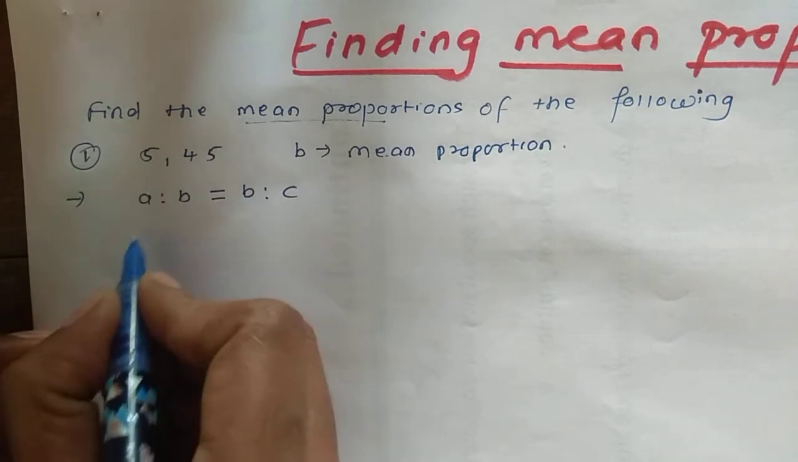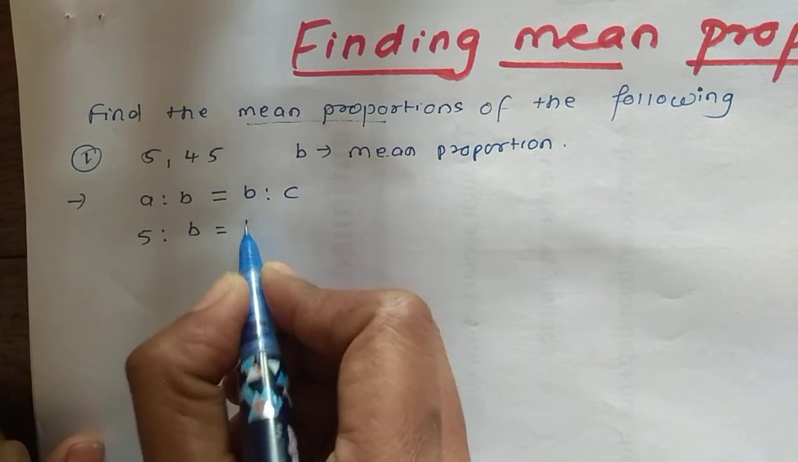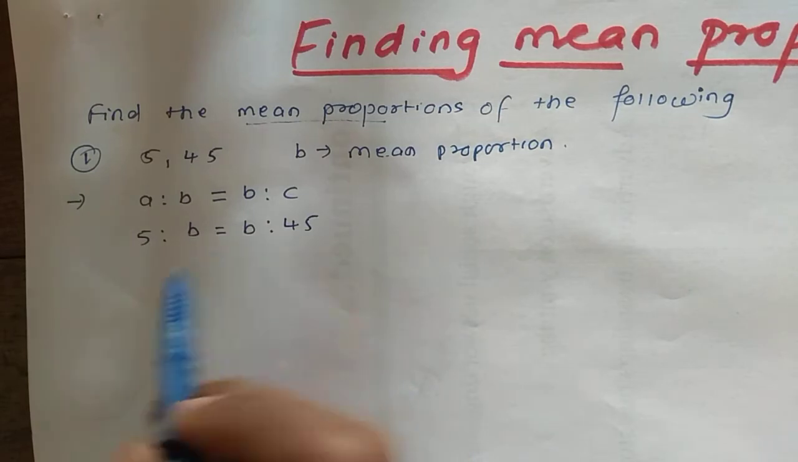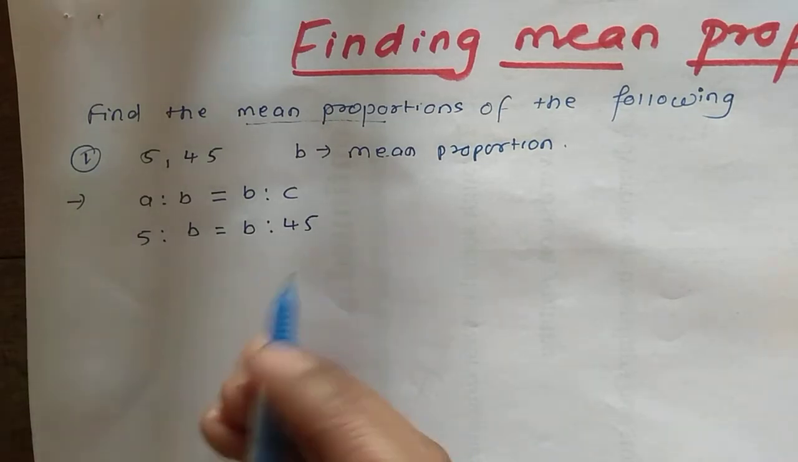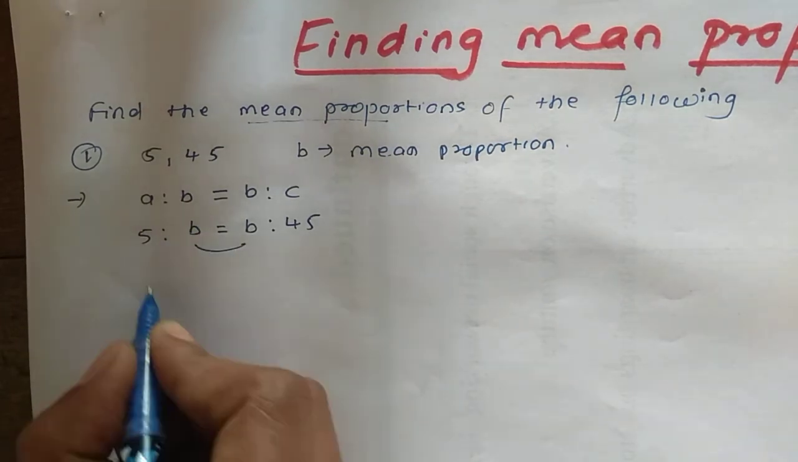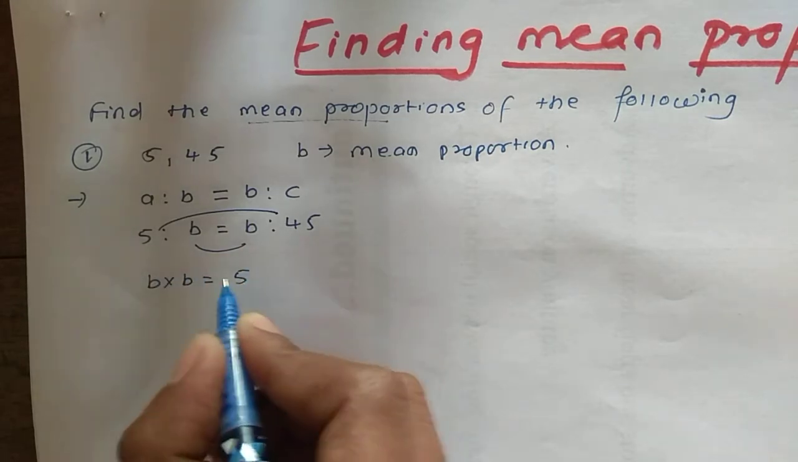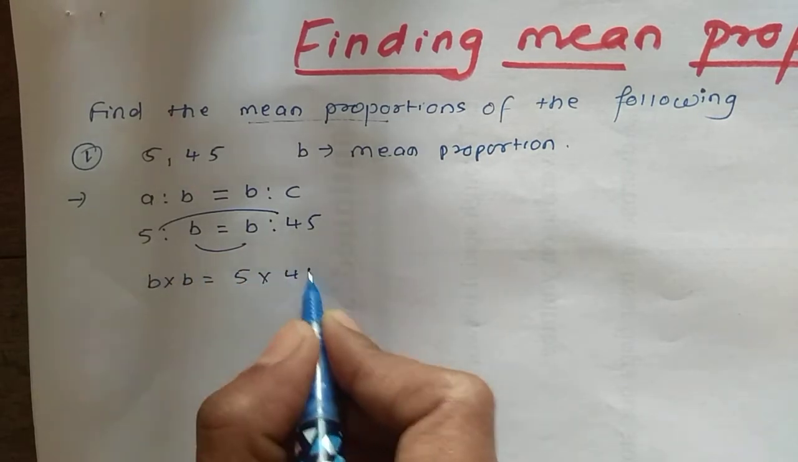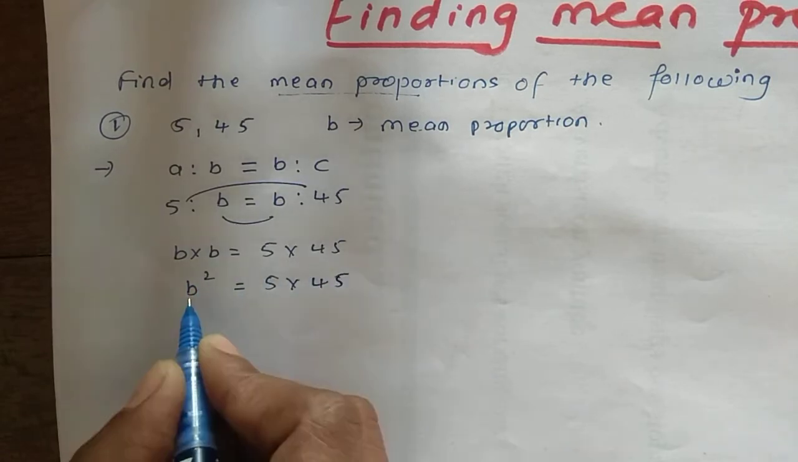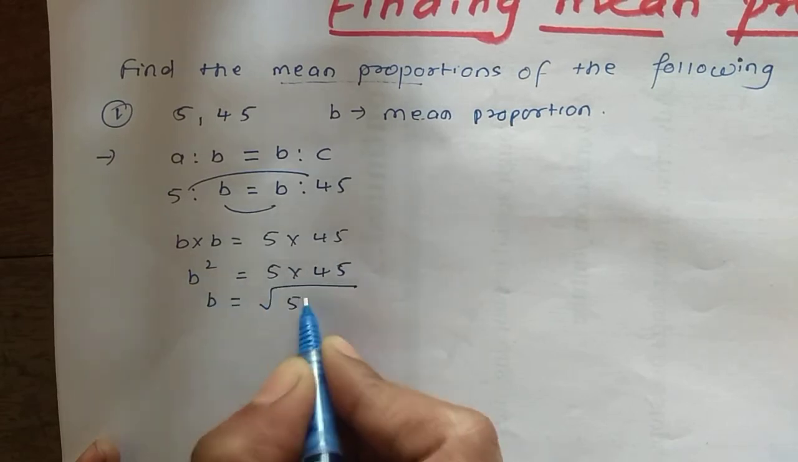Remember, B is the mean proportion. So here A is 5, is to B, which we don't know, is in proportion with B is to C, and here we have 45. We know these ratios are in proportion, so we can use the formula: product of means equals product of extremes. So product of means, B into B, equals product of extremes, that is the first and last terms, 5 into 45. So B square equals 5 into 45. To find B, we bring the square to this side, so it will be the square root of 5 into 45.